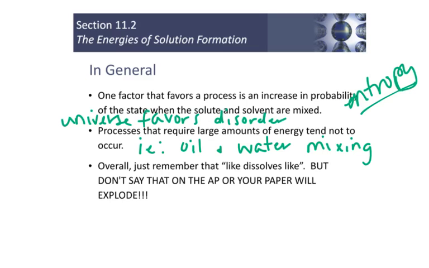So you have to explain that if you had two different polar substances mixing, a polar substance would be just as attracted to another polar substance as it is to itself, so it's energetically favorable to dissolve. And the same thing with nonpolar substances, and then explain why polar and nonpolar wouldn't dissolve, because it's not energetically favorable. So don't just say like dissolves like. Your paper will not actually explode, but you will not get any credit. Okay?